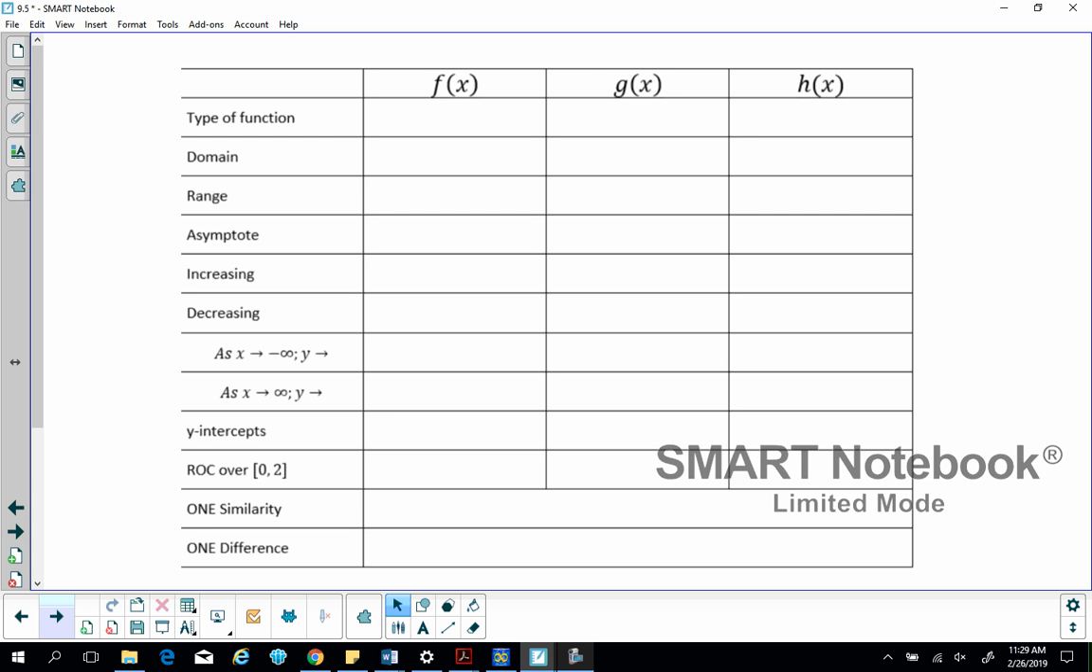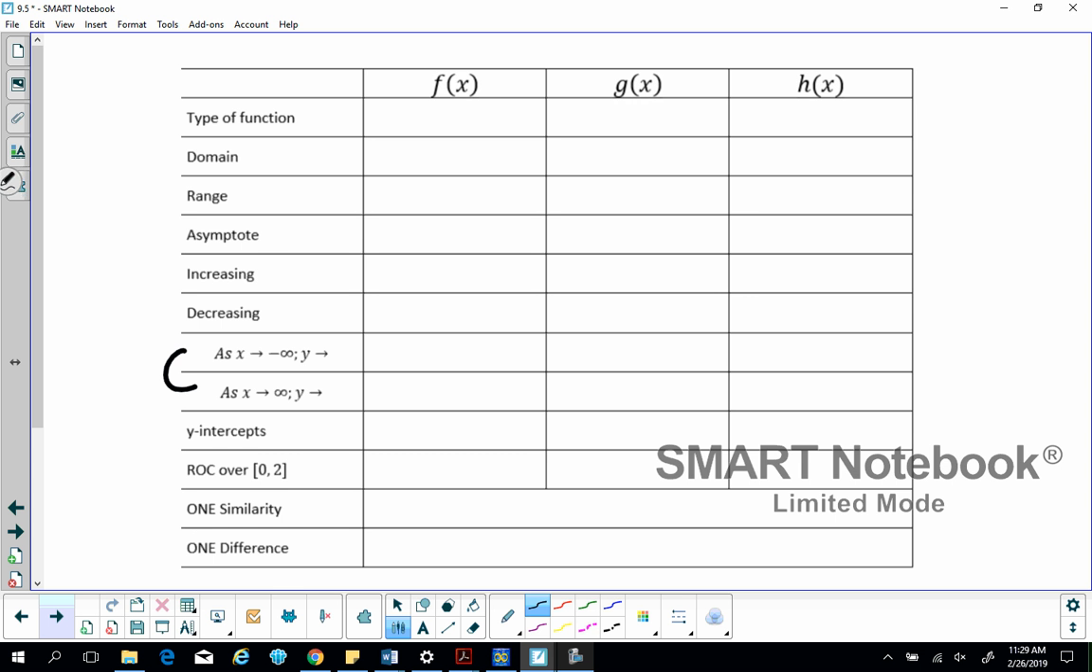So first they want you to tell them what type of function it is, the domain and range. Asymptote, there's only one. Which is the only equation that has an asymptote? Exponential, right? So if it doesn't have it, just draw a line through it. Increasing, decreasing, don't worry about end behavior for right now. Y-intercepts, they want the rate of change over 0 and 2. And then the last 2 things, they want one similarity and one difference.